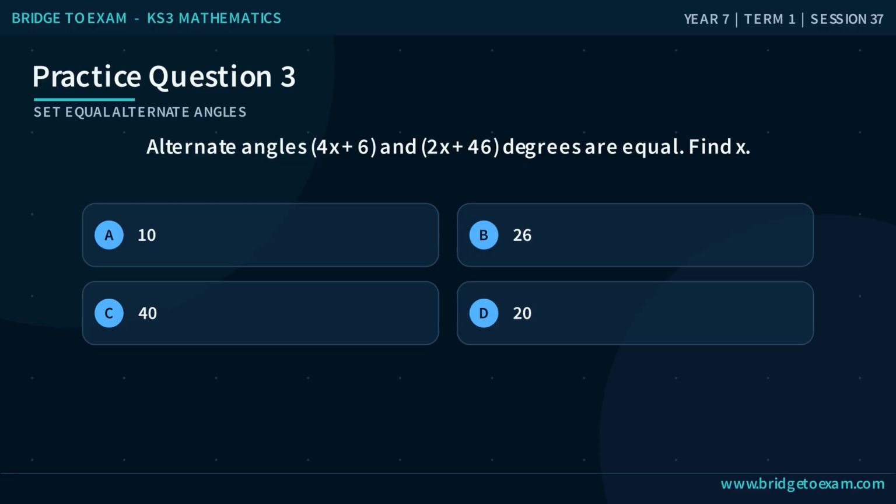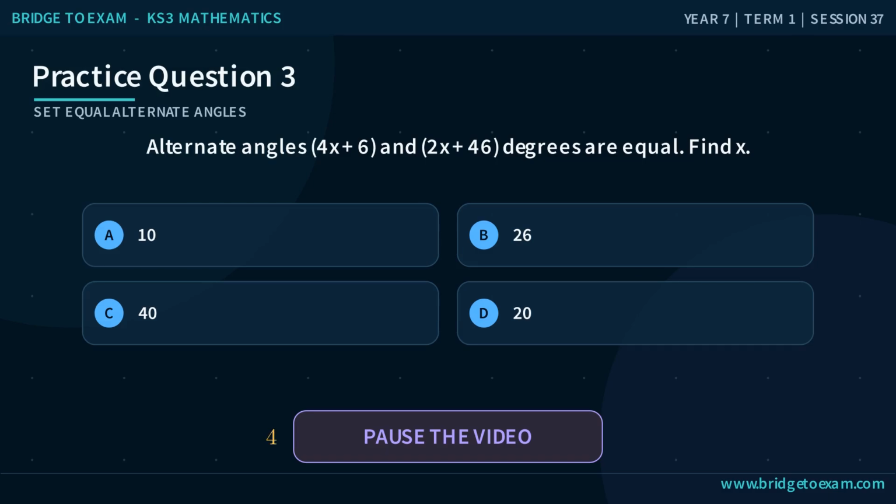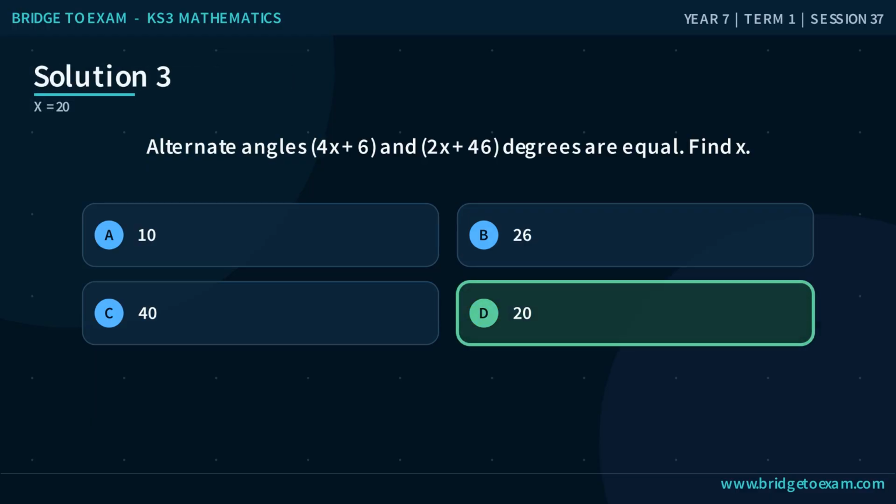Practice question 3. Alternate angles 4x plus 6 and 2x plus 46 are equal. Option A is 10. Option B is 26. Option C is 40. Option D is 20. Pause, set the two angle expressions equal, and solve. Option D is correct. X equals 20. 4x plus 6 equals 2x plus 46. Subtract 2x and 6 to get 2x equals 40.